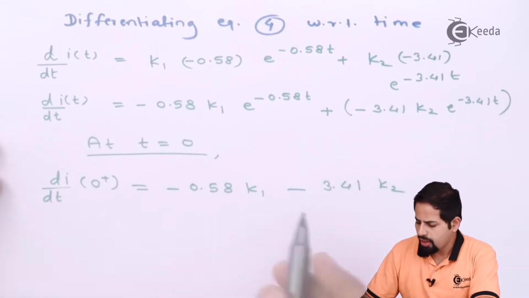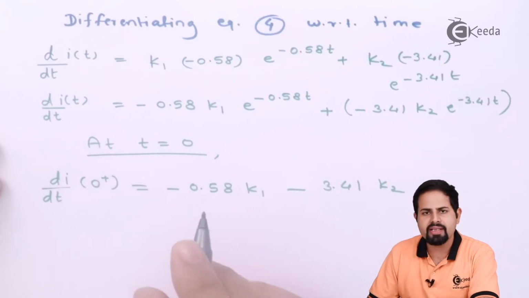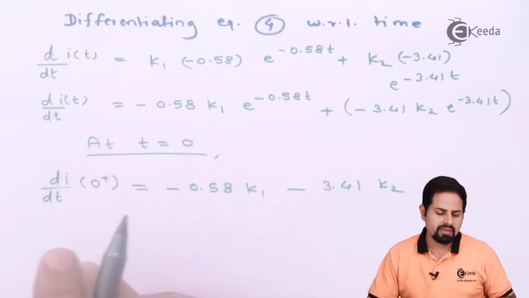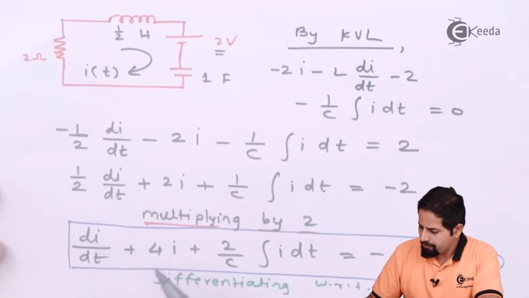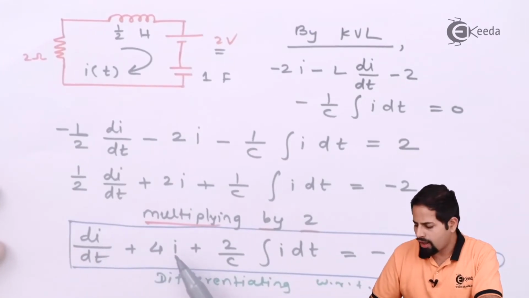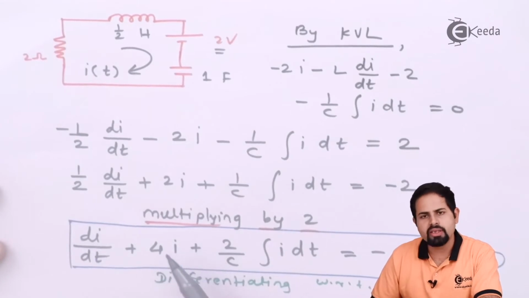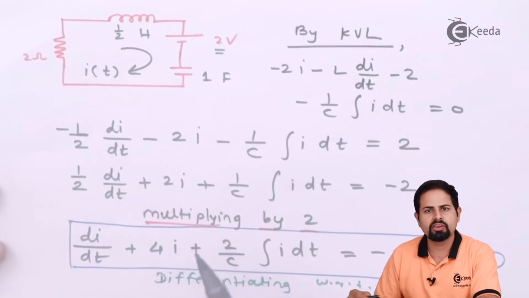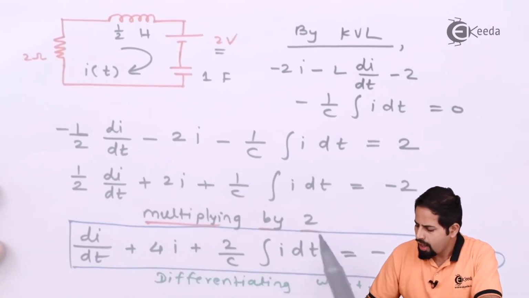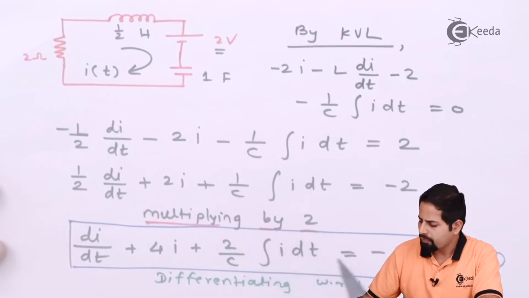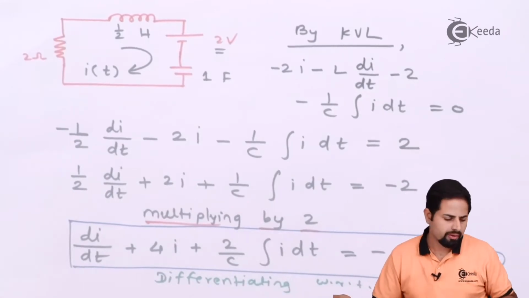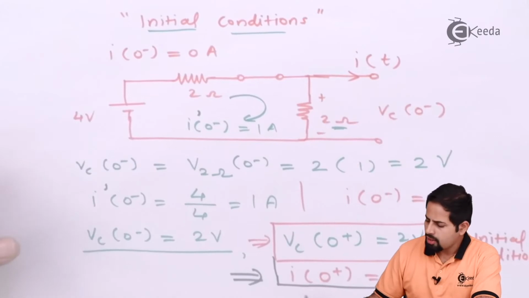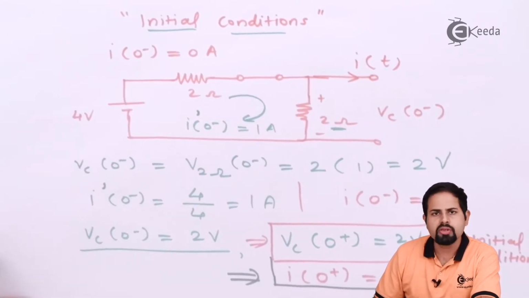This is now the equation. Now what is the value of di by dt at 0 plus? For that we will see one of the equations, where di by dt at 0 plus will come. Here 4 into i of 0 plus will come. That is obviously 0, because we have already done the initial conditions. And this term is nothing but the voltage across the capacitor, which is 0 initially. So we will be able to solve it. These were our initial conditions: i of 0 plus is equal to 0 ampere.